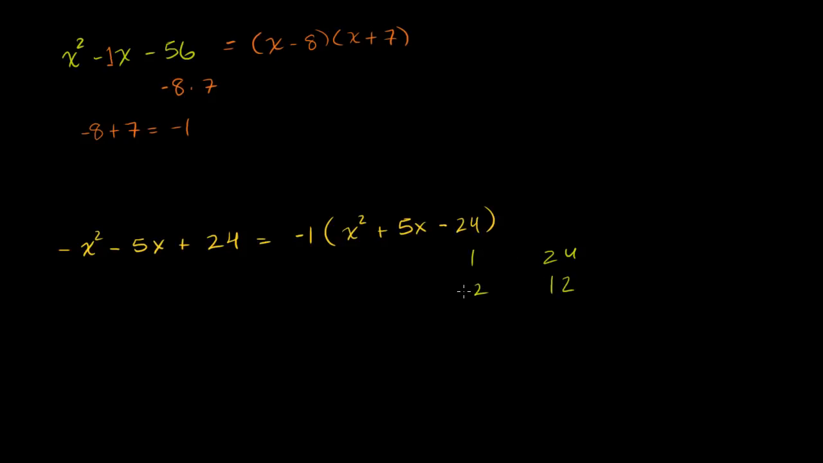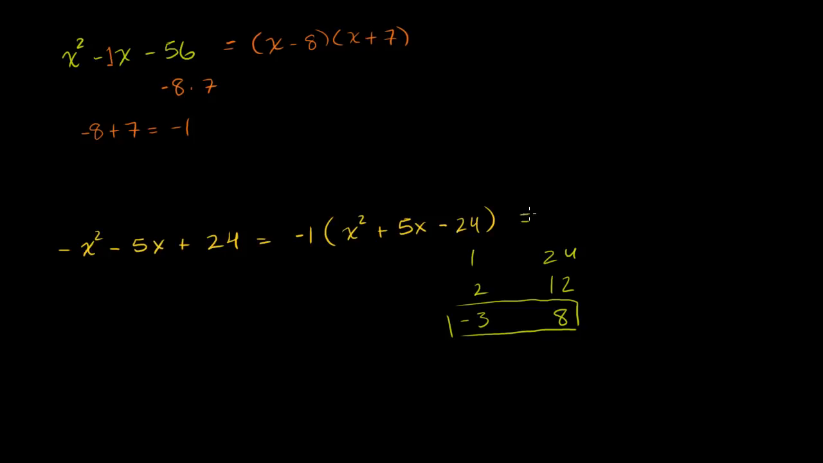Remember, one of these has to be negative. If the 2 is negative, their sum would be 10. If the 12 is negative, their sum would be negative 10. Still doesn't work. 3 and 8. If the 3 is negative, their sum will be 5. So it works. If we pick negative 3 and 8, negative 3 and 8 work, because negative 3 plus 8 is 5, and negative 3 times 8 is negative 24.